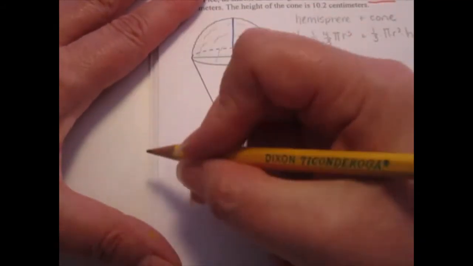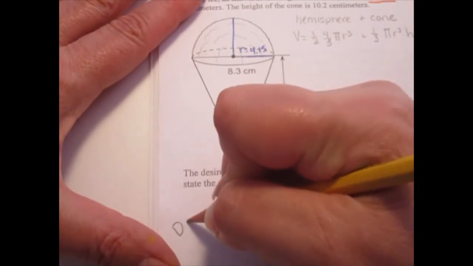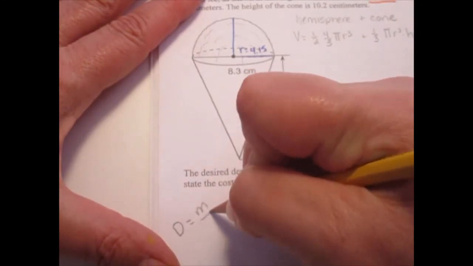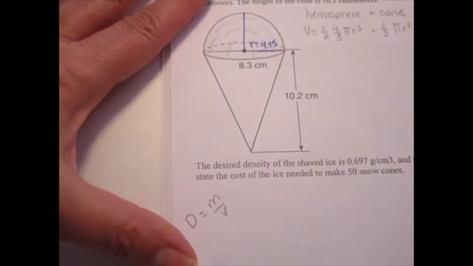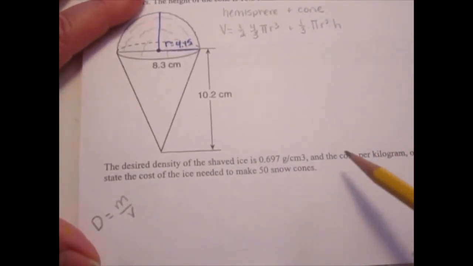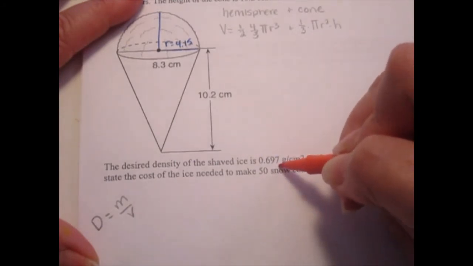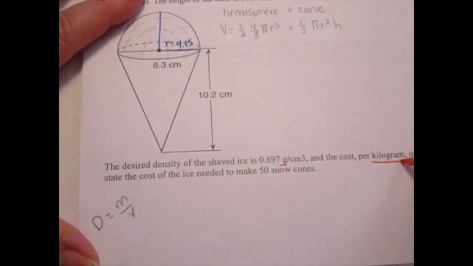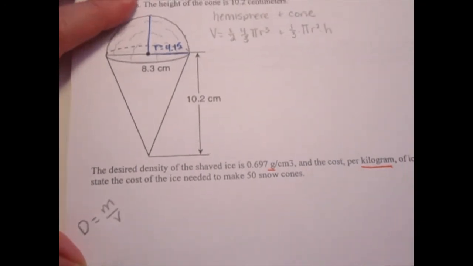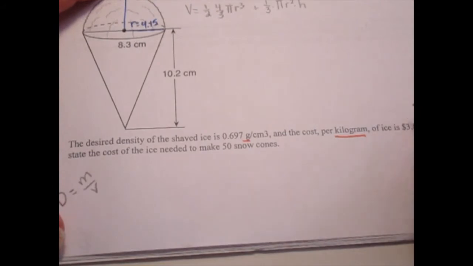So I'm going to write down the density formula here. Density is equal to mass divided by volume, okay? And you need to realize that that formula would not be on your formula sheet. And the cost per kilogram, now there's an issue because we start with kilograms, but our density is given to us in grams. So we've got grams and kilograms. So now we've just introduced a conversion into the entire problem as well. And then the cost is $3.83.